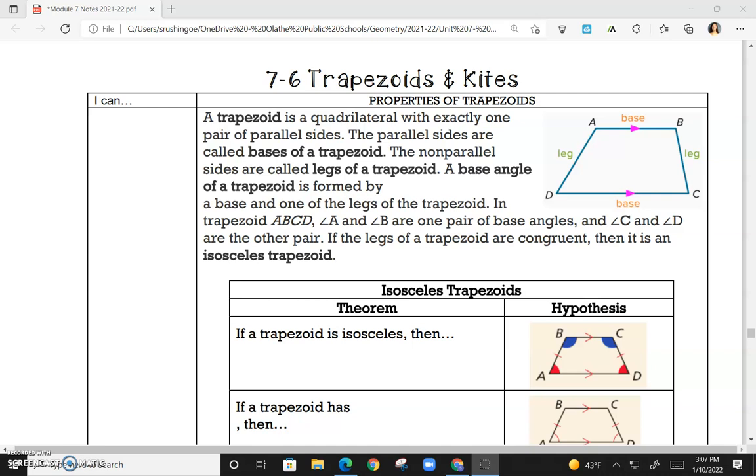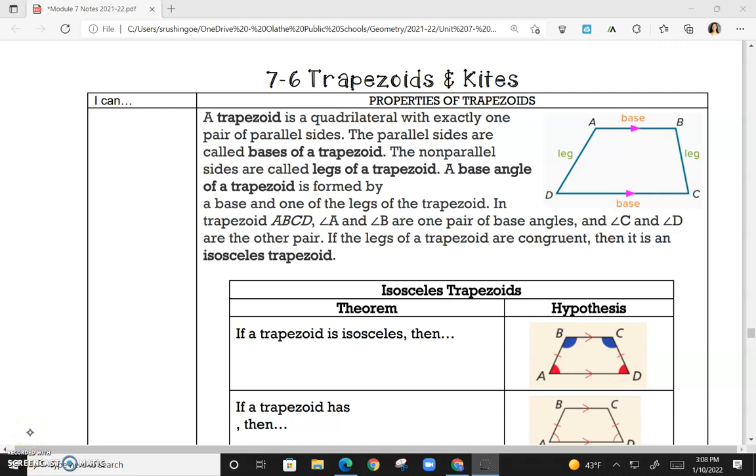In this video lesson, we are going to take a look at trapezoids and kites. So a trapezoid is a quadrilateral with exactly one pair of parallel sides. The parallel sides are called bases, and you can see the labeling here. And then the non-parallel sides are called legs.